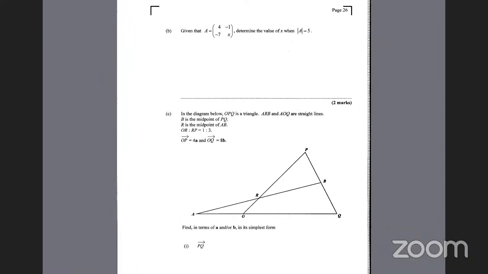Next one, they said the determinant is 5. So that means 4x minus 1 by minus 7 is 5. So 4x minus 7 is 5. 4x is 12. So that means that x is 3. Right? x is 3.